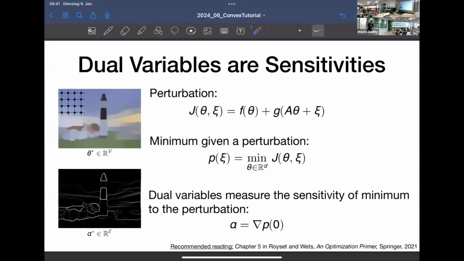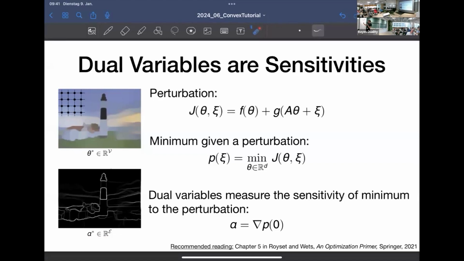So yeah, that's one explanation why these dual images look like they look. It's basically the gradient under perturbations. You can imagine if I perturb my edges here in that image, my minimum would change a lot, and then you understand maybe now why the dual variables look like they look.